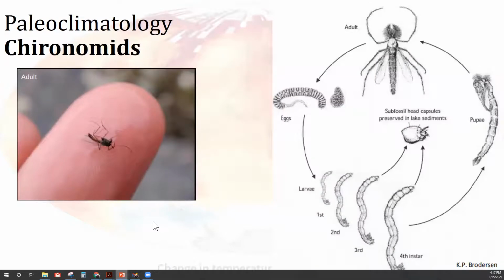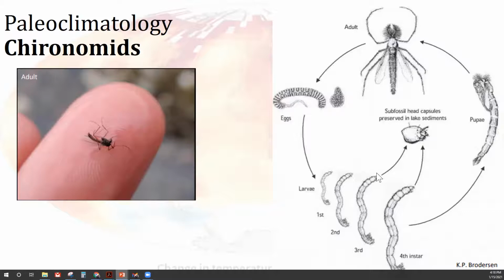Another one is chironomids. So these are fun little midges that have been around for an awful long time, and that's kind of what it looks like. Pretty tiny little non-biting fly. This is their life cycle, and what's particularly key about this is that, well, they're abundant as all get out. They're an invertebrate, so there's lots of them.